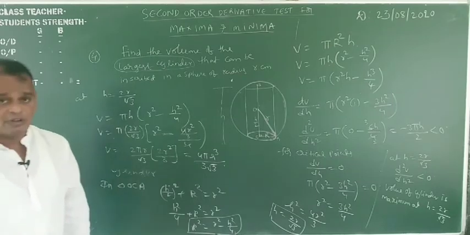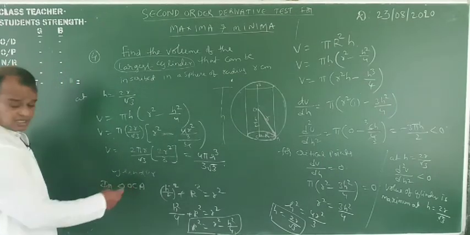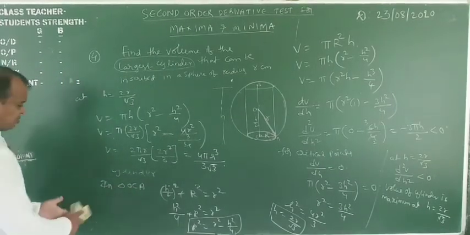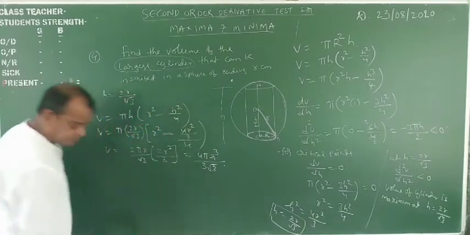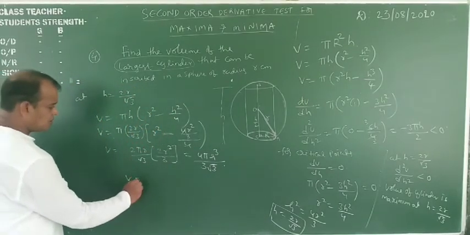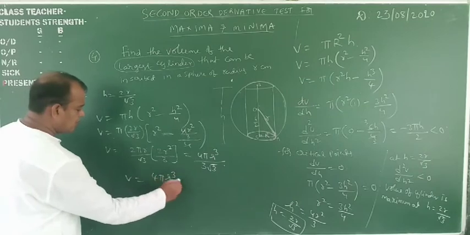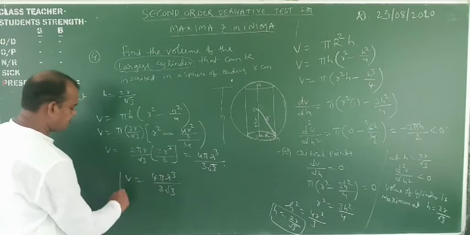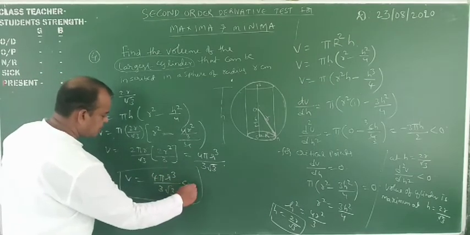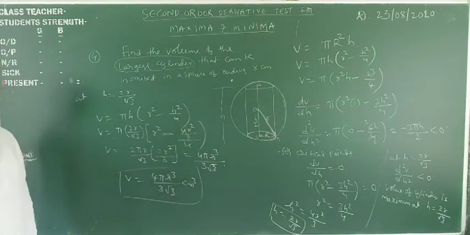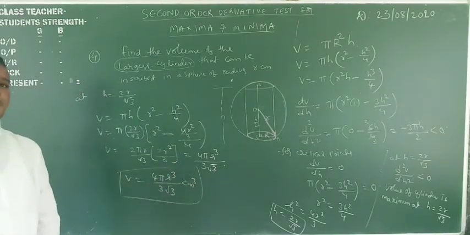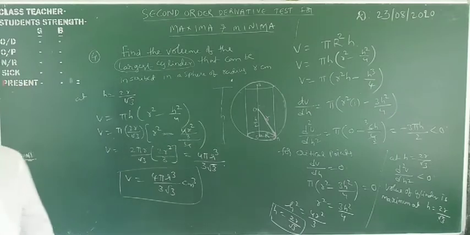In this way, we will find the problems. Clearly observe what the volume is, my dear students: V is equal to 4 pi r cubed by 3 root 3 cubic centimeters. Okay, my dear students, in this way we will do the problems. We are going to the next problem.